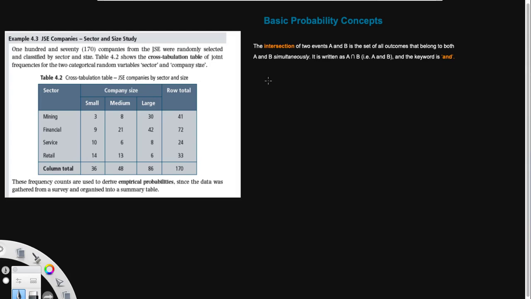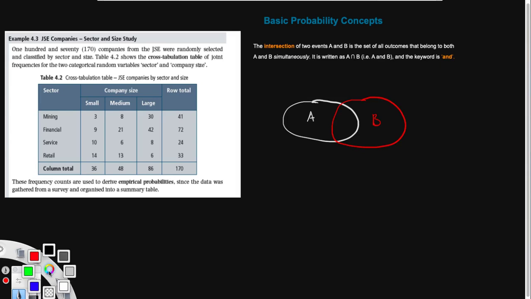All right, so the first point that we're going to look at here is the intersection of events. So let's say we have two events here, which I'm going to call event A, and I'm going to have, let's say, the red here, this is going to be my event B. So event A and event B, the intersection, which we represent by using this sign, A and B, is the outcomes that belong to both A and B simultaneously. Which means it's this section here, like this.